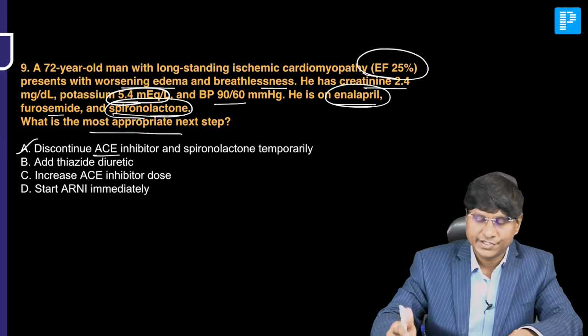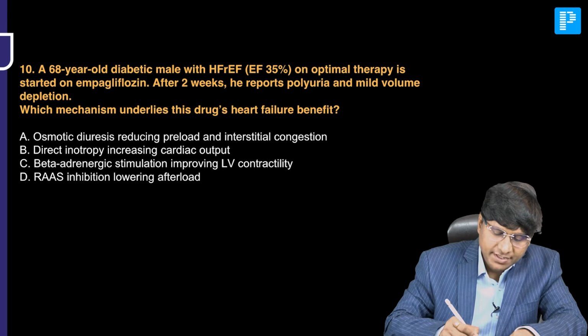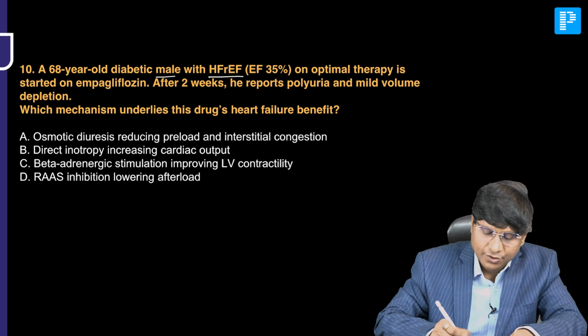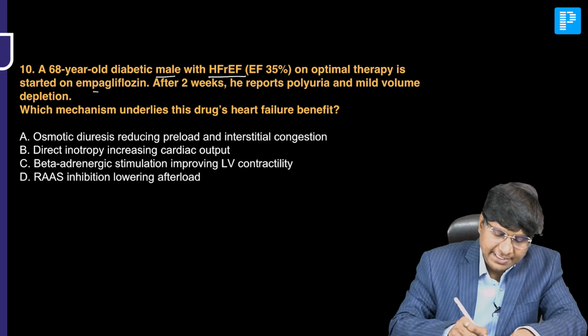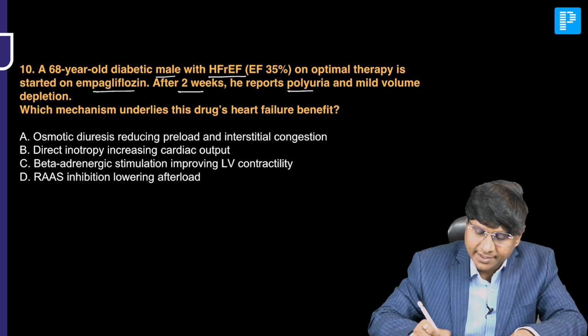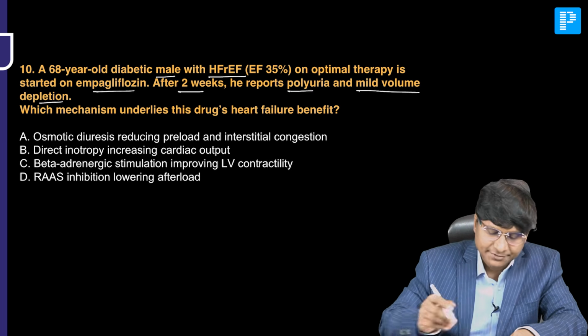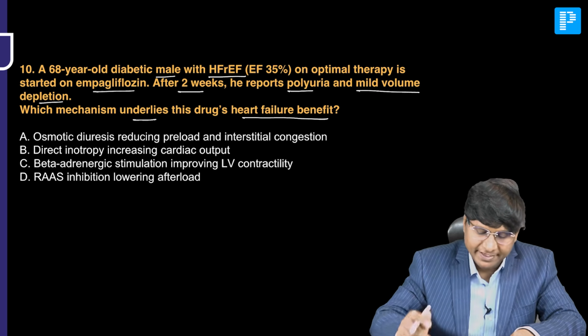So the answer in this question is A. Now, if you see the next question, we have a 68-year-old diabetic male with heart failure with reduced ejection fraction, and she is on optimal therapy and she started on the empagliflozin. After 2 weeks, he reports polyuria and mild volume depletion. Which mechanism underlies these drugs' heart failure benefit?